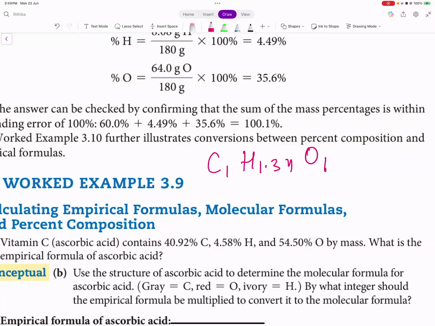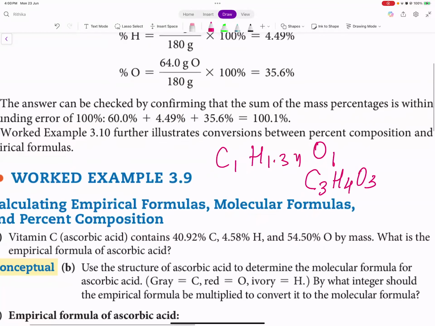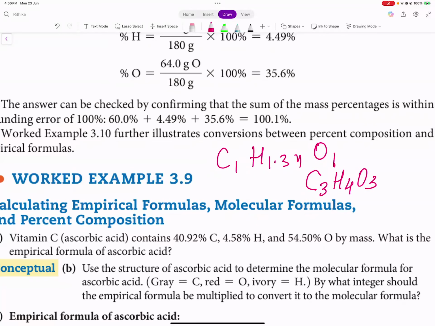I thought you have to get a whole number. No, you have to be very close to an integer. Whatever you get, some number point 0 something, so 4.0 something you take as 4, because that is the closest. Now we are able to get C3H4O3, yes? Yes, sir. C3H4O3. So this is the empirical formula. What is the empirical formula mass?